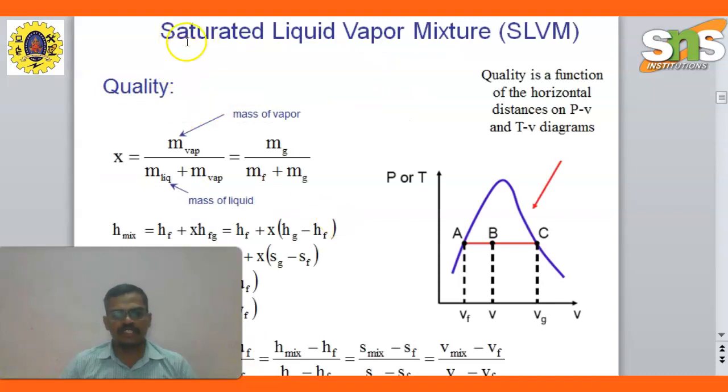Next one is a saturated liquid vapor mixture, SLVM. The quality is a function of the horizontal distance on the PV and TV diagram. A, B, C mentioned. m total equal to m vapor, the mass of vapor, plus m liquid, the mass of liquid; mf plus mg. As shown, the saturated liquid vapor mixture is shown in the figures and derived here.